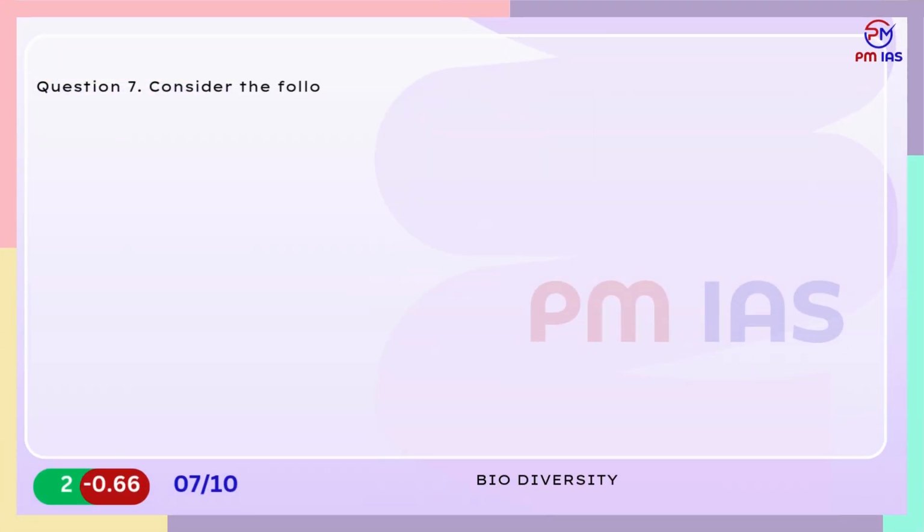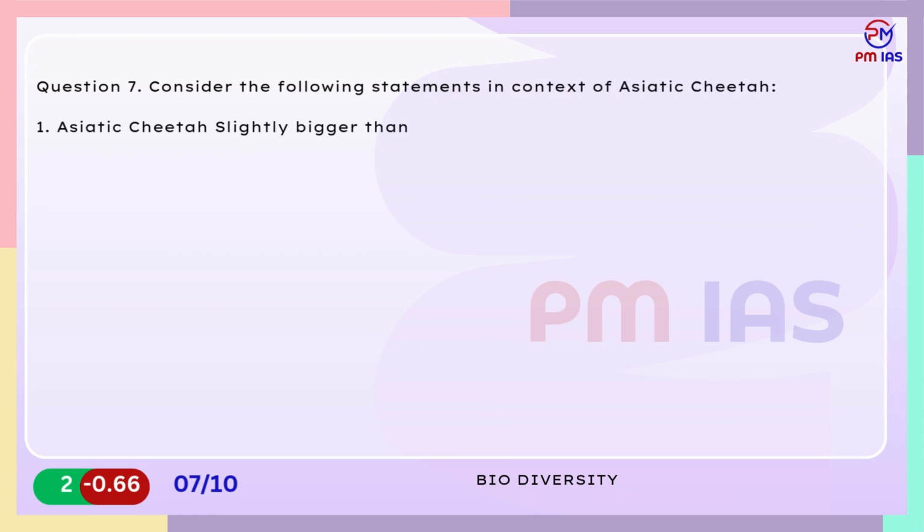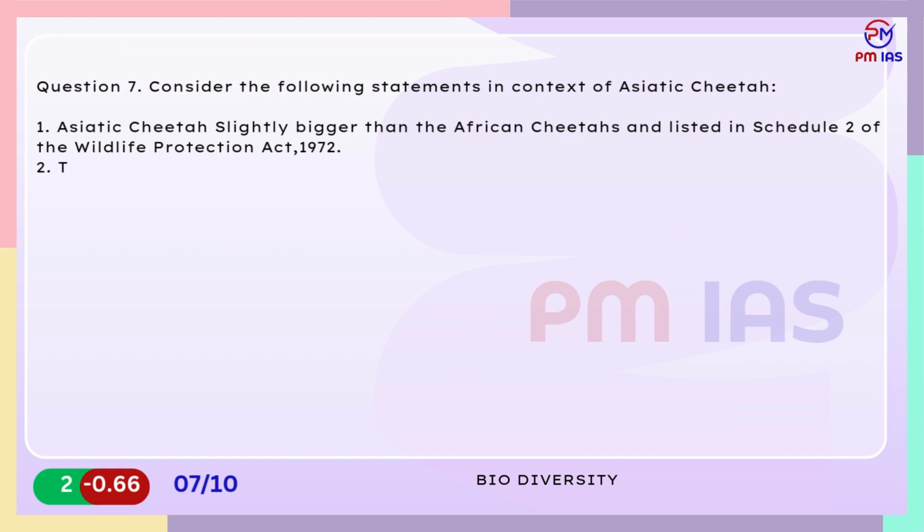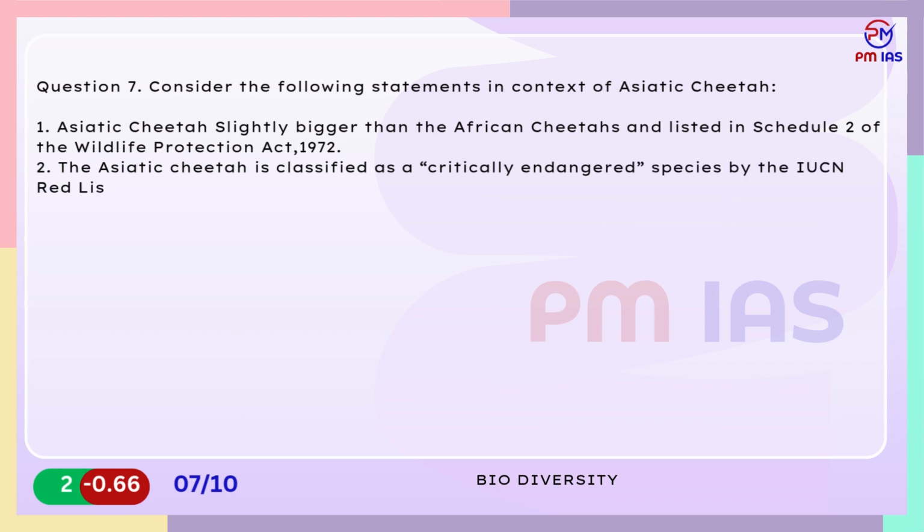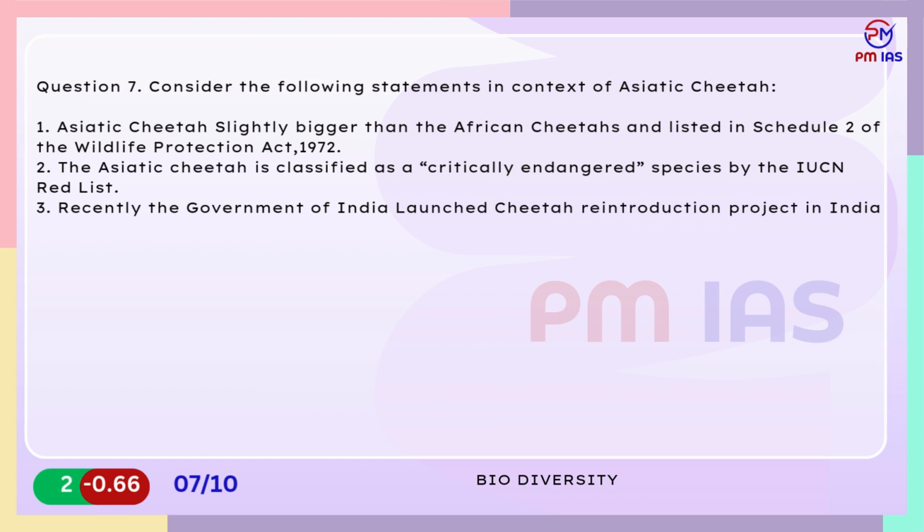Question 7. Consider the following statements in context of the Asiatic cheetah. 1. The Asiatic cheetah is slightly bigger than the African cheetah and is listed in Schedule 2 of the Wildlife Protection Act, 1972. 2. The Asiatic cheetah is classified as a critically endangered species by the IUCN Red List. 3. Recently the Government of India launched the cheetah reintroduction project in India from South Africa and Namibia to Gir National Park.